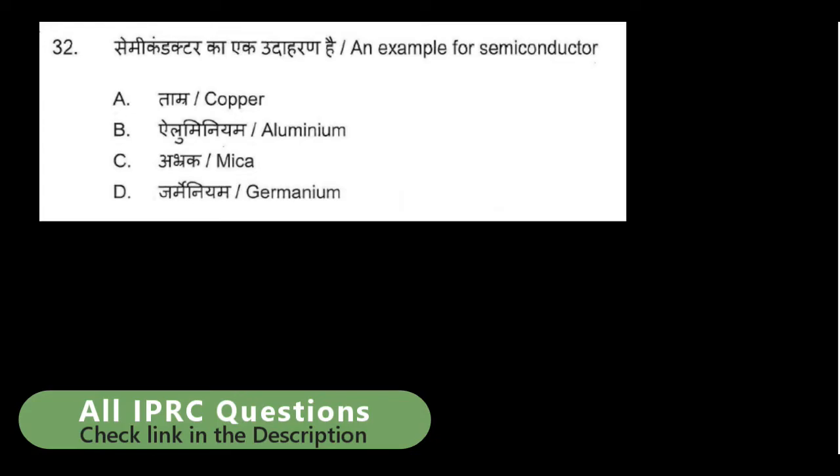Question 32. An example for semiconductor. Copper is a metal, aluminum is also a metal, mica is an insulator, or we use it as a dielectric. So the answer is germanium. One more material we have is silicon. How many electrons are there in the outermost shell of this semiconductor material? That is 4 valence electrons.